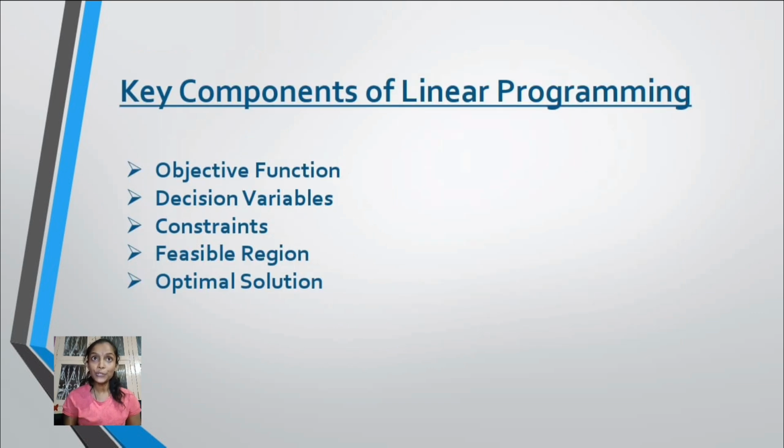Coming to the key components of linear programming, the first one is the objective function. This is the function that needs to be maximized or minimized. It is expressed in terms of decision variables. For example, if x1 and x2 are decision variables, an objective function could be z equals c1 x1 plus c2 x2, where c1 and c2 are coefficients representing the contribution of each variable.